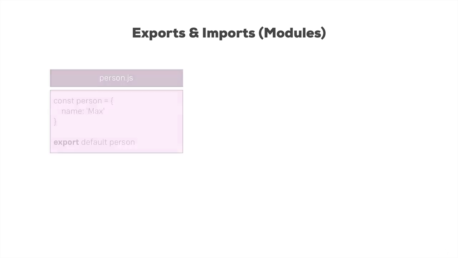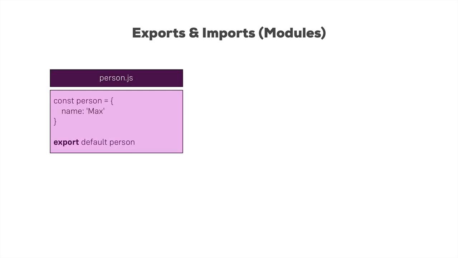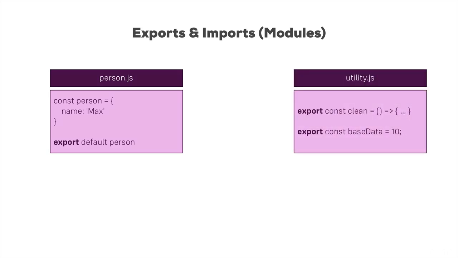It might look like this. We have one file, person.js, and there we have this constant person which stores a JavaScript object. And then this is the interesting part. We export this. The default keyword also is a special keyword, marking this as the default export of this file. And we can then import this somewhere else, and the import statement will be shown in a second. We also might have another file where we export multiple things. Here, a constant named clean, which holds a function in the end, and base data, which holds a number.